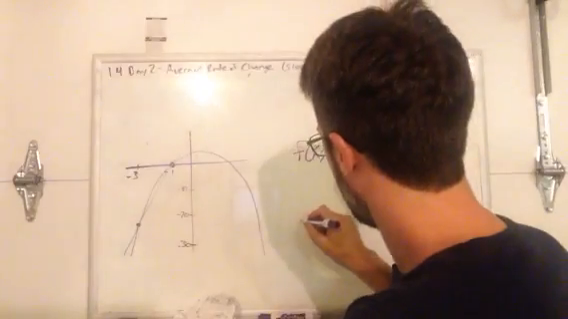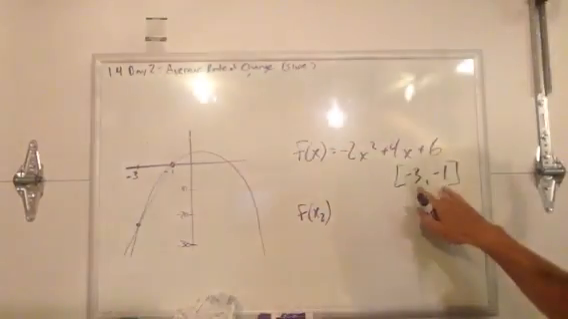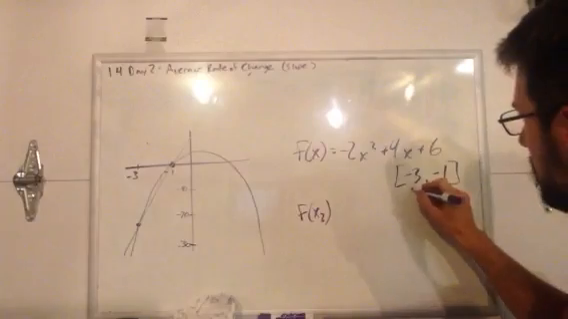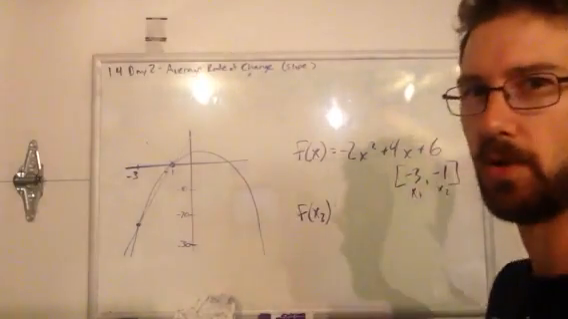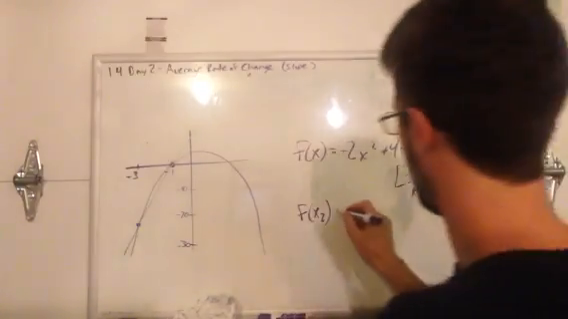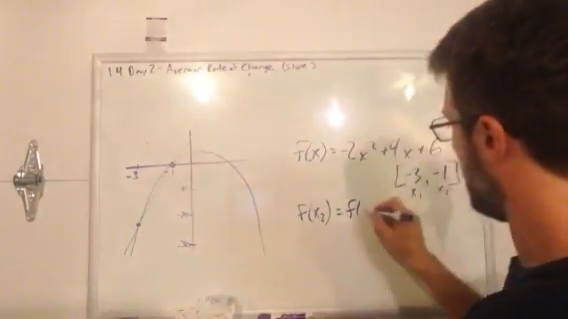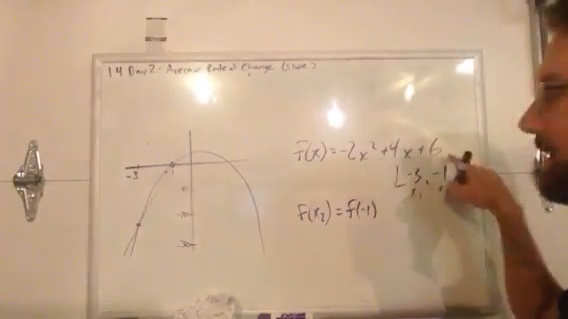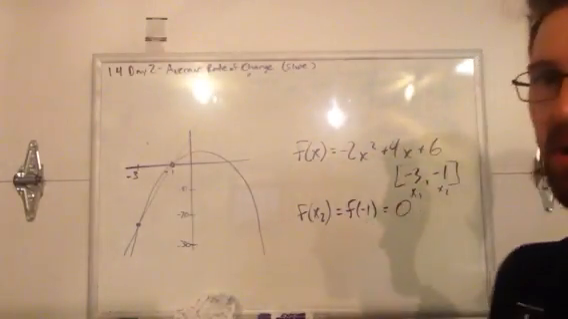We have to calculate f of x2. Now, within this interval, this one is x1, this one is x2. This is not an xy coordinate. It's got brackets around it rather than parentheses, so don't get confused there. For f of x2, we're plugging in -1 into this function. And if we plug -1 into this function, we get 0.